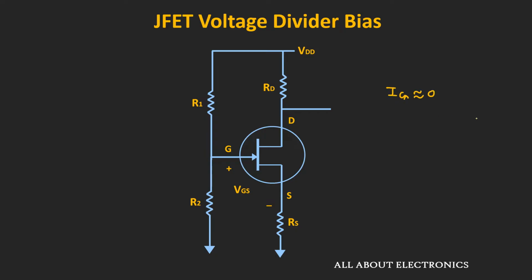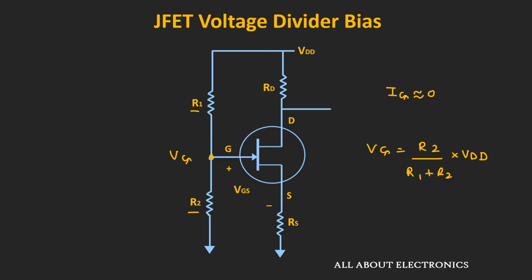That means approximately no current is flowing into this gate terminal. That means on the input side, the current is flowing through this resistor R1 and the R2. And hence we can say that this voltage Vg is equal to R2 divided by R1 plus R2 times VDD. That means using the voltage divider rule, we can find this gate voltage.